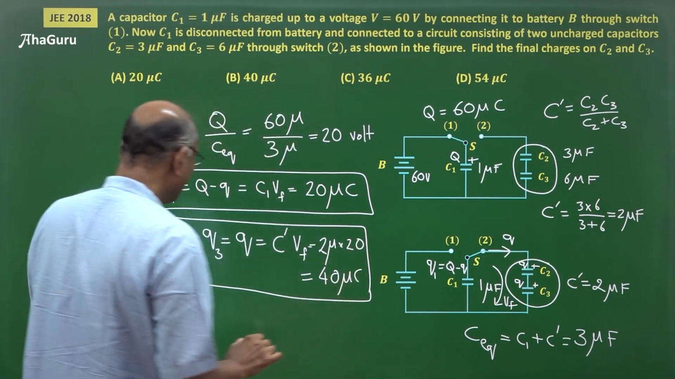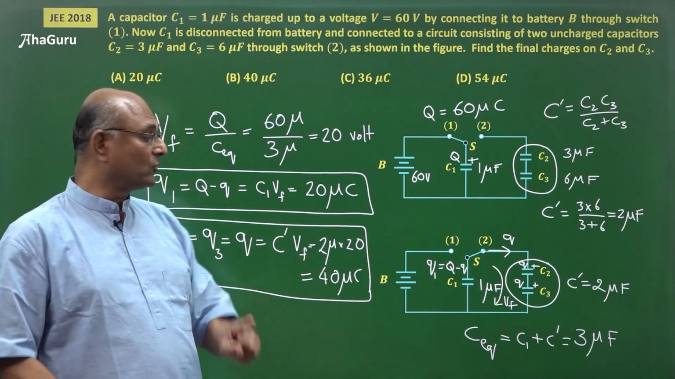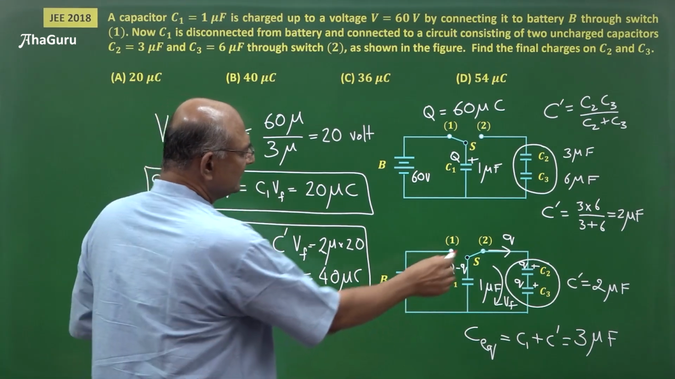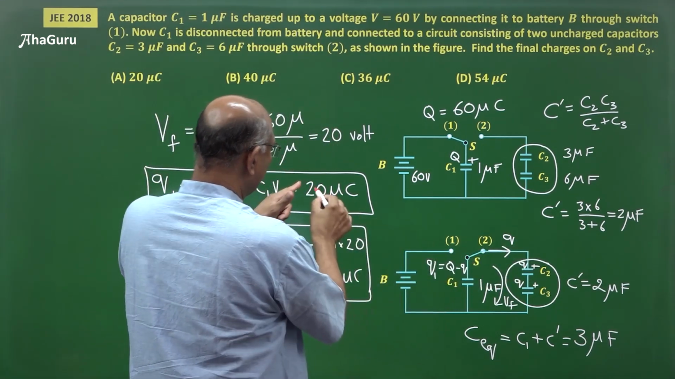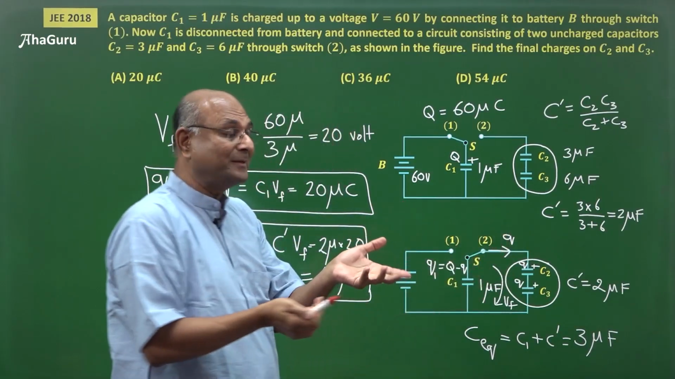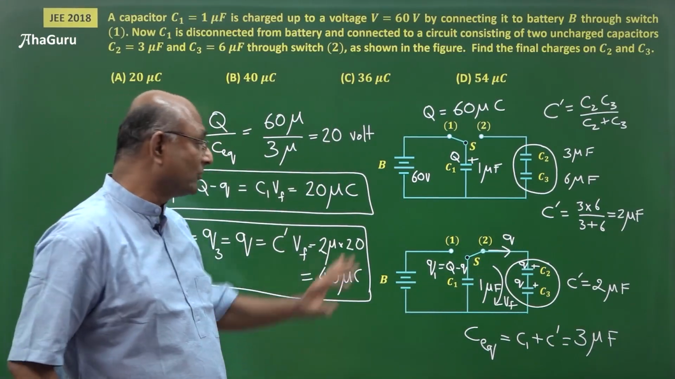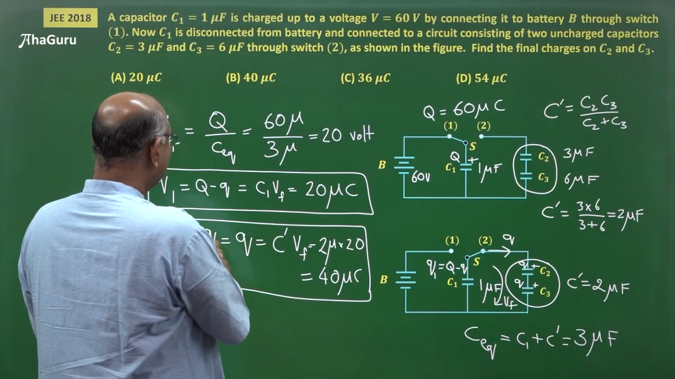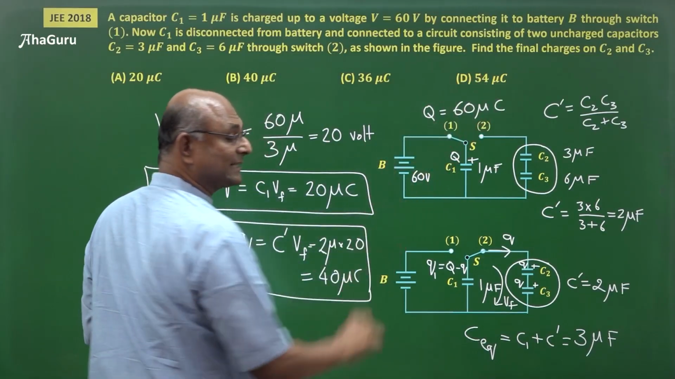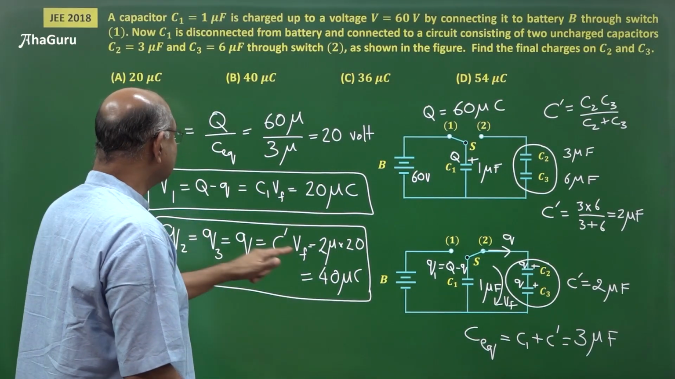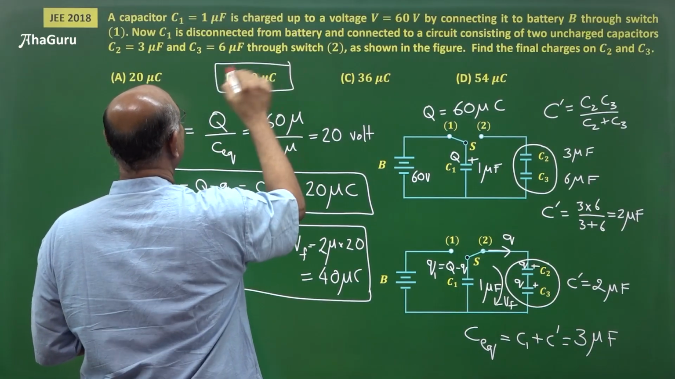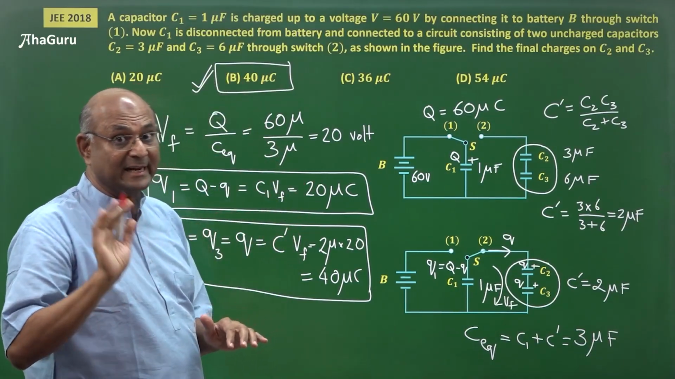So what is Q2 and Q3? 40 microcoulomb. Does that make sense? This is 40 and this is 20. Together it has to be 60. Charge is conserved. Good, we are safe. And the answer that we want is Q2 and Q3, right? The charge on C2 and C3. So the answer is 40 microcoulomb. This is the answer expected.